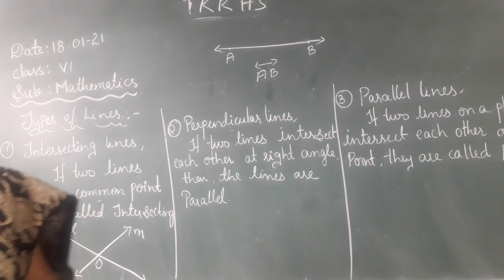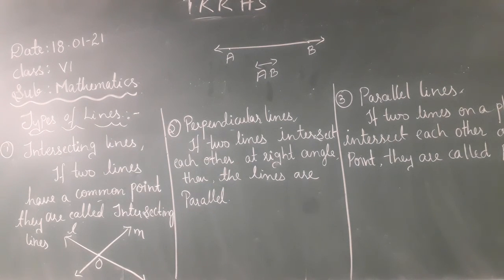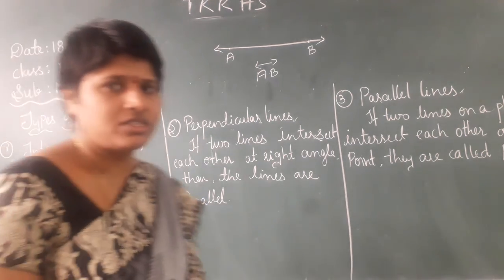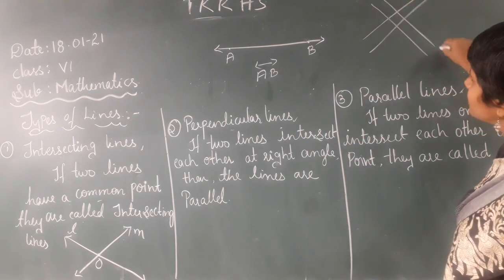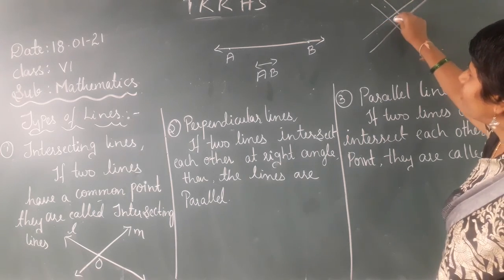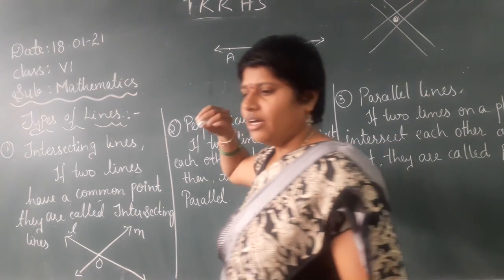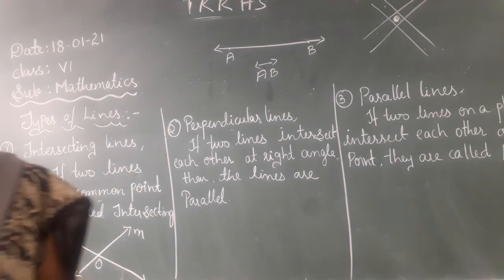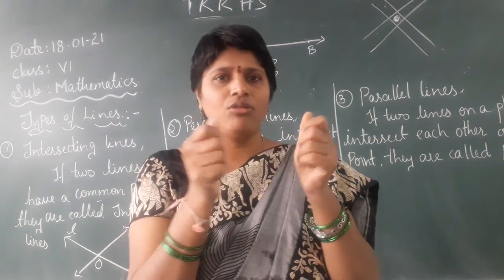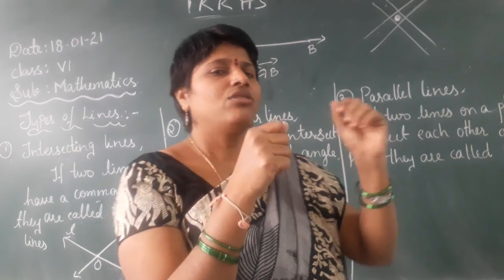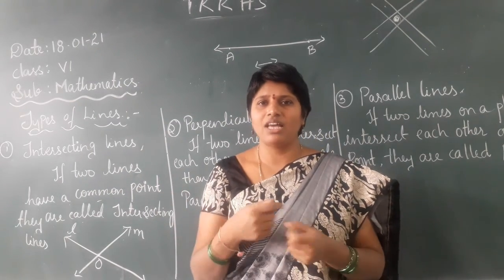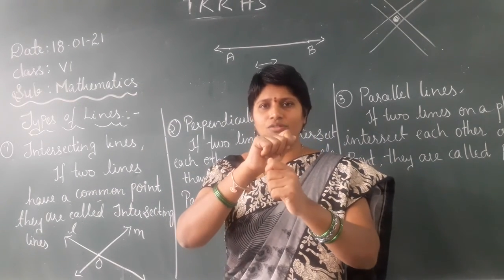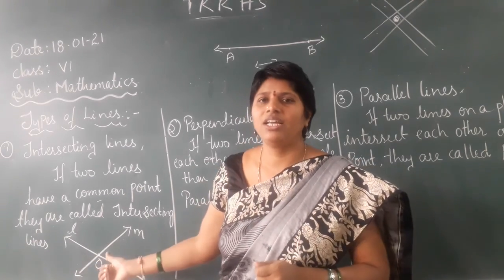Now can you give me some examples of intersecting lines in your day-to-day life? Yes, crossroads. If you see the roads, this road and this road are intersecting at one point. Am I right? And one more, scissors you can take. If you open the scissors, it will look like intersecting lines. Even dandiya sticks, you will play with the dandiya sticks, right? So they will be in the position of intersecting lines.